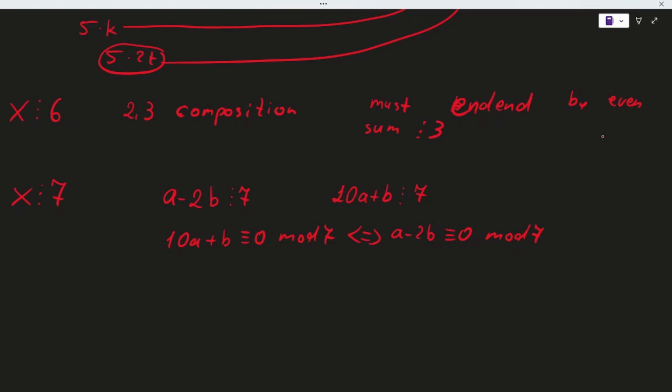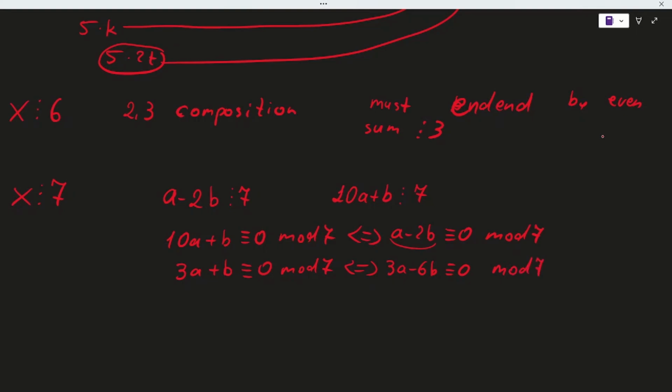At first we can notice that 10 equals 3 mod 7. So this one can be changed to 3 times a plus b equals 0 mod 7. And if we multiply the second equation by 3, this will be equivalent to 3 times a minus 6 times b equals 0 mod 7.